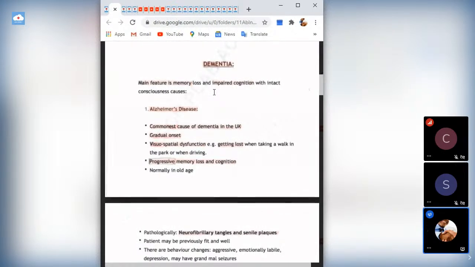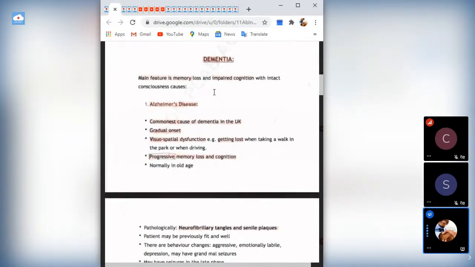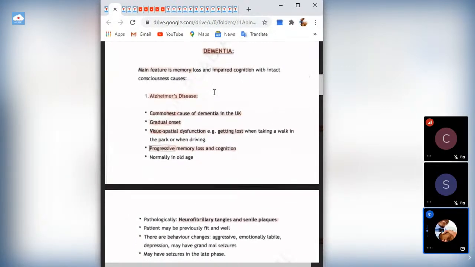Consciousness is intact. Now, the first differential whenever you see a patient with dementia, especially an elderly patient, elderly being from the age of 65 and above, is Alzheimer's disease. Cognitive impairment, and memory loss is the hallmark. Memory loss is very important for Alzheimer's disease, which is more common in the elderly and is progressive and gradual. It happens over years.